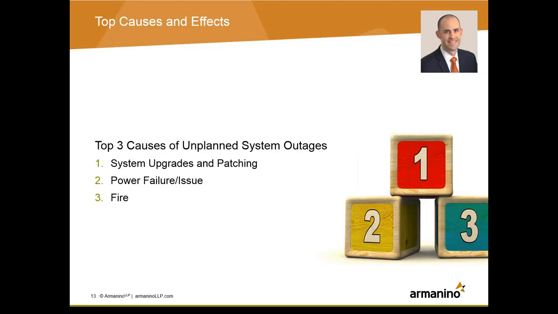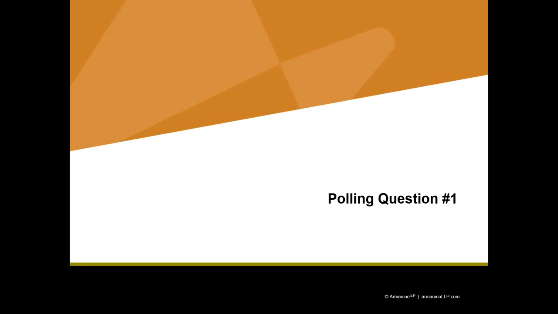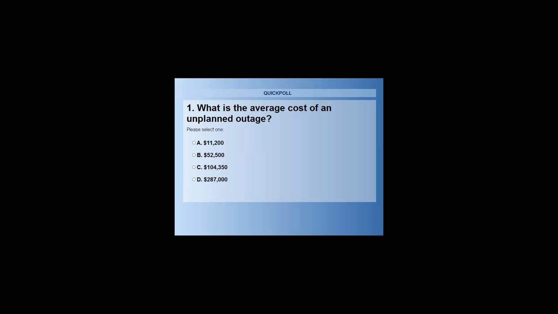As we think about this from an unplanned outage perspective, we see what the top three items are here. But let's shift gears slightly, and let's talk about what the potential impact could be, with our first polling question. Great. We're going to just launch that for the audience to see. So the question to all of you, and you can just put your opinion here. What is the average cost of an unplanned outage?